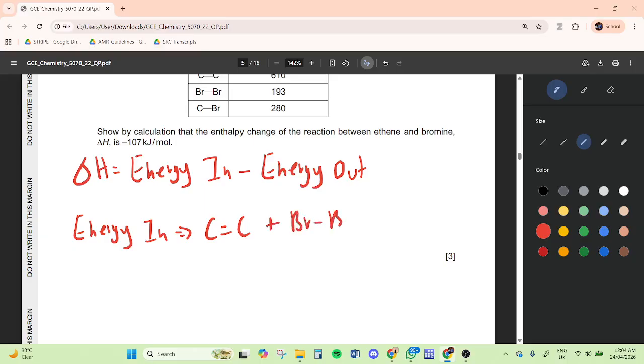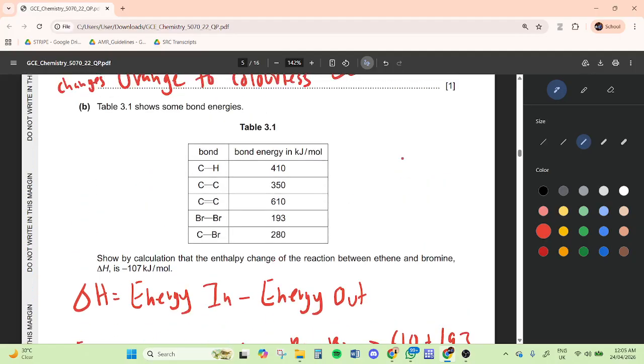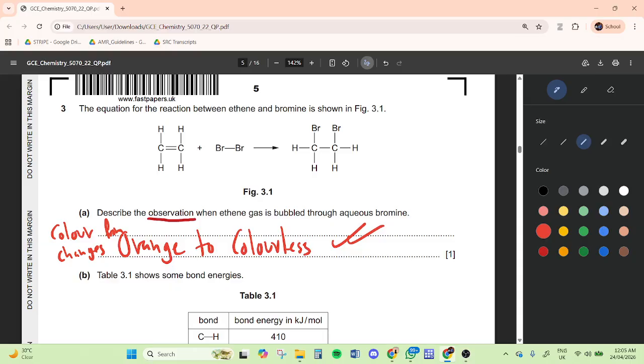So if we consult the table, we see that this will be 610 plus 193. So your total energy that you have to give in to break the bonds is 803. So basically energy in is the amount of energy you're giving to break the bonds. So here we're breaking the carbon-carbon double bond, and we're also breaking the bromine bond, because if you take a look at this over here, this, this, and this are the same. The only thing that's breaking is this and this.